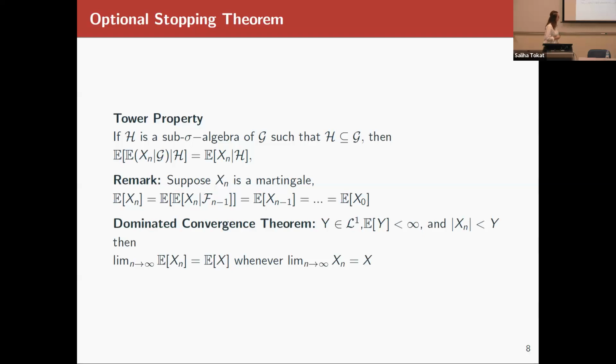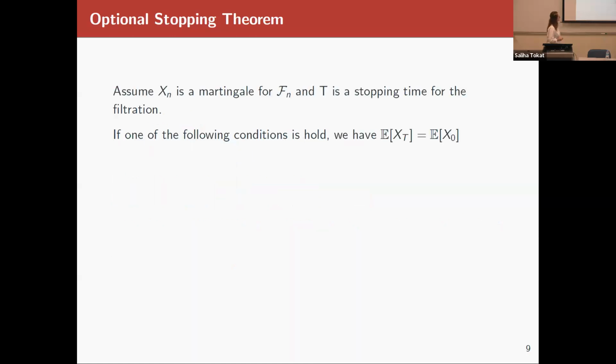There is a convergence theorem. Just don't forget that, because I will use this in the proof. Y is Lebesgue measurable, and the expectation of y is finite. And for all n, xn is dominated by y. Then, in here, I can take the limit inside the expectation function.